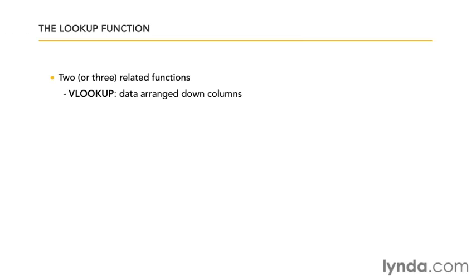One function is called VLOOKUP. V stands for vertical, and you do that if you have your data arranged down by column. There's also an HLOOKUP, horizontal, just in case your data are arranged across rows. Those are really the only two functions you want to deal with.